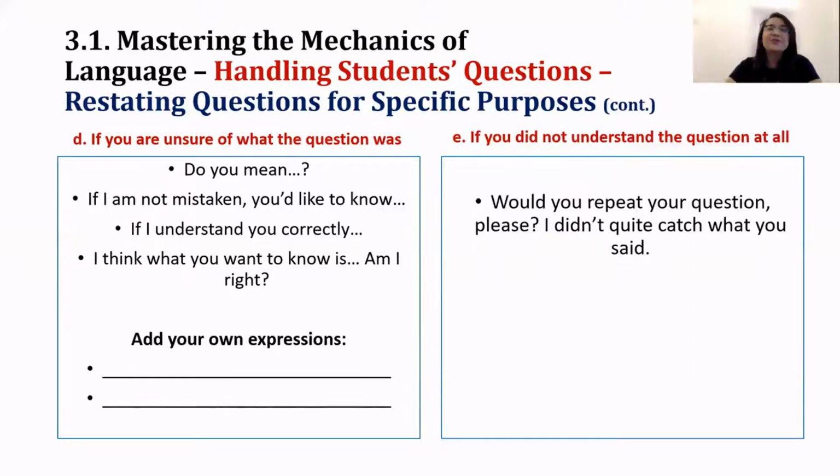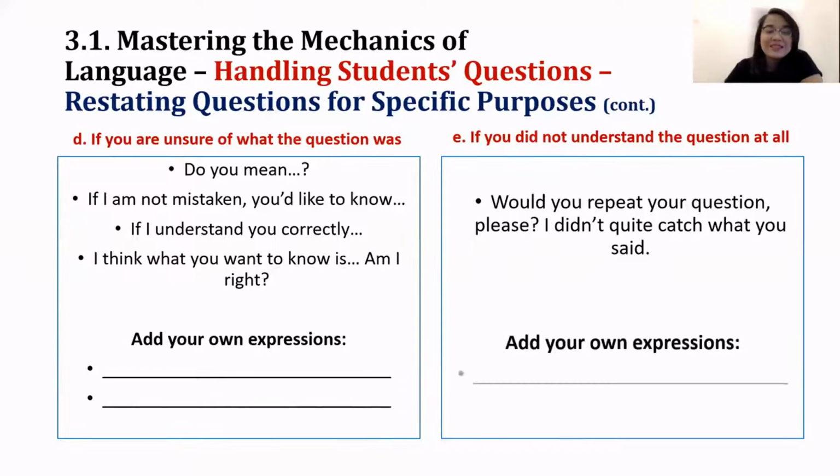Yes. So in C, if you are 100% sure, in D, you are, let's say, 50, 60, 70% unsure, so you need a bit more clarification. But in E, if you're 100% not sure, so you really don't know what the student is asking about, what else can you say? Write it down there.